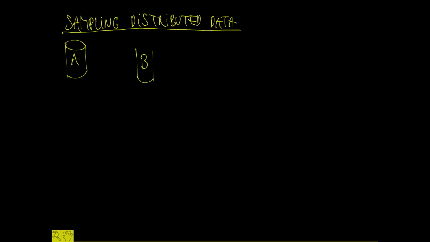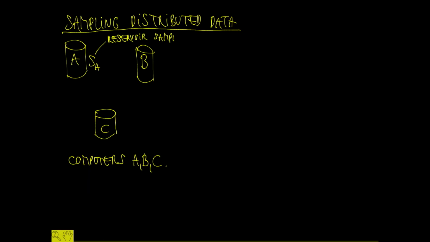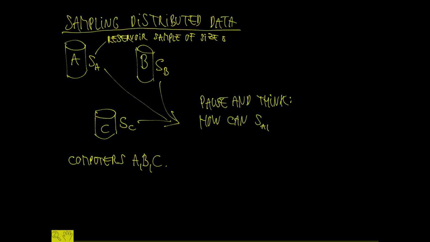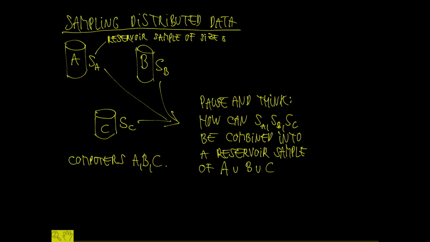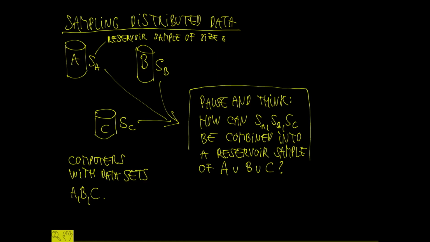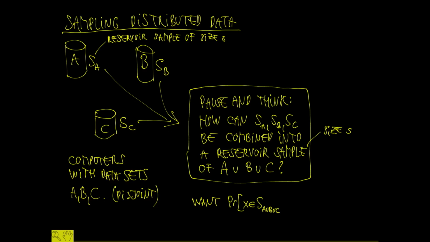In distributed settings, sampling is very useful. Think about 3 data sets, A, B, and C, that reside on different computers. And suppose that each of them have taken a reservoir sample of that data set. I claim that we can combine the 3 samples into a single reservoir sample of the union of the data sets, assuming that A, B, and C are disjoint data sets. The reservoir sample we come up with should have size S, and the probability of sampling a particular element should be the size of the sample divided by the size of the dataset.